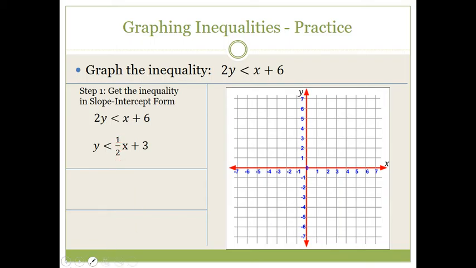So I'm going to start graphing this just how I would any line. I'm going to find the y-intercept of 3 right here, and put a point. Then I'm going to use the slope to get another point. This implies that I should go up 1 and then to the right 2 to get to another point on this line. So I should have a point right here.